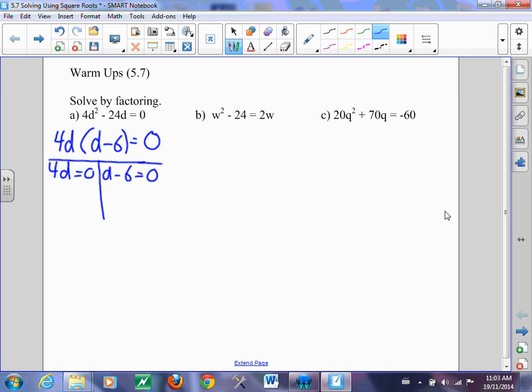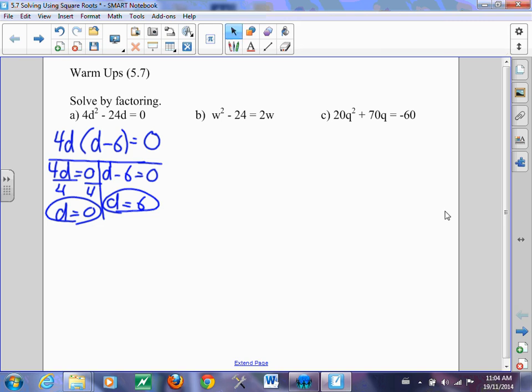And again, if you can go right to the automatic answer, I'm okay with that. But we're going to divide both sides by 4. So d equals 0. That's one answer. And d equals 6. You take the negative 6 and bring it over. All right. Second example, solve by factoring.